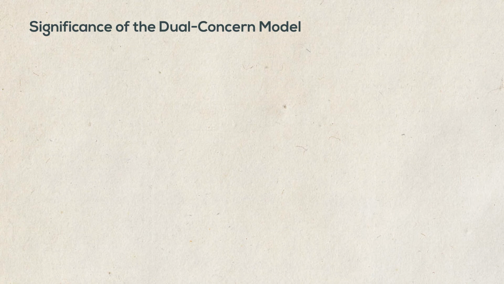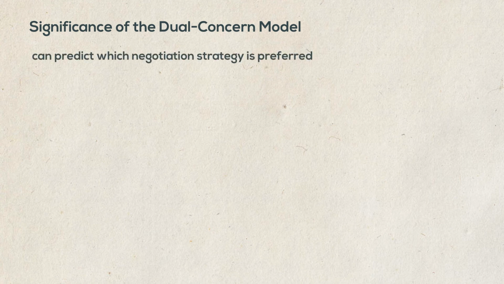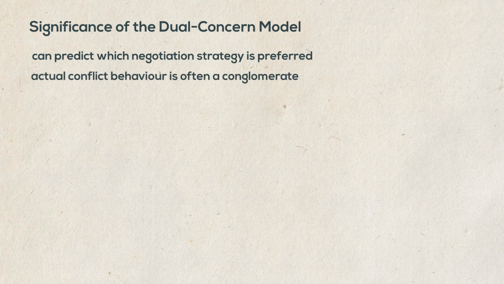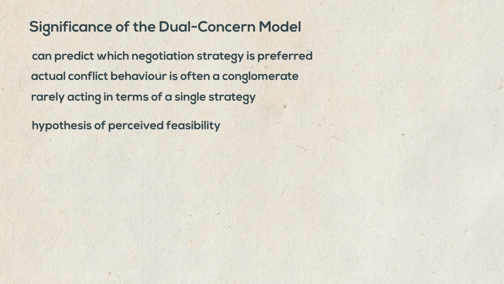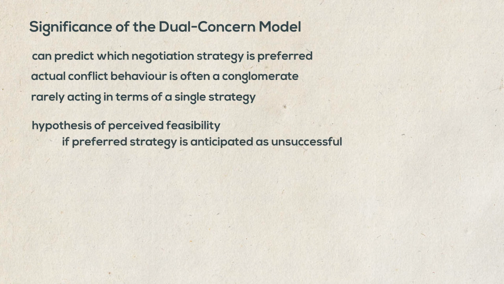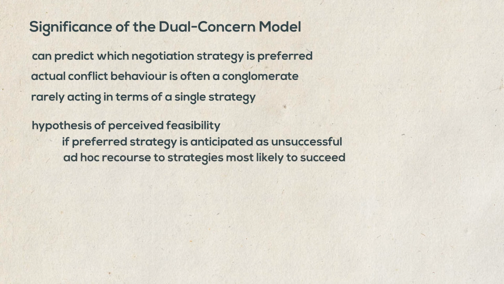Significance of the dual concern model. It is true that the dual concern model can predict which negotiation strategy is preferred in principle for given characteristics of the two dimensions. At the same time, however, actual conflict behavior often turns out to be a conglomerate of very different behaviors. The opponent rarely acts unambiguously and exclusively in the sense of a single strategy, for example, pure cooperative problem solving. This is where the hypothesis of perceived feasibility comes in. If the person anticipates that his or her preferred strategy will be unsuccessful, he or she will ad hoc resort to tactics of those alternative strategies that are most likely to realize the prevailing interest.